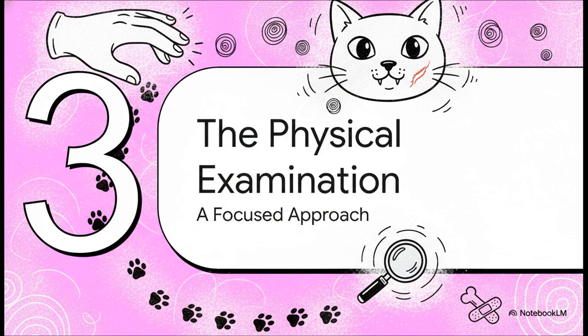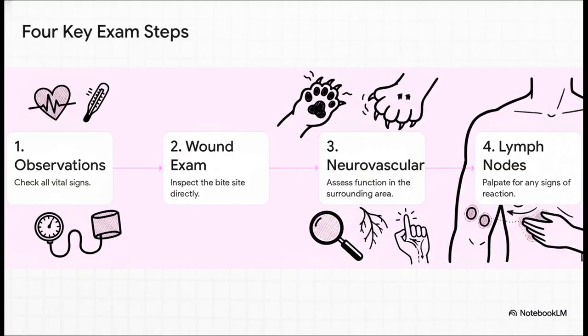All right, history's done. Now it's time to move on to the hands-on part, the physical examination. Your examination here needs to be really focused. Think of it in 4 steps. 1, get a full set of vital signs. 2, have a really good look at the wound itself. 3, and this is absolutely crucial for a hand bite, a full neurovascular check. You're assessing sensation, movement, and blood flow. And 4th, don't forget to palpate for any reactive lymph nodes, probably in the armpit.